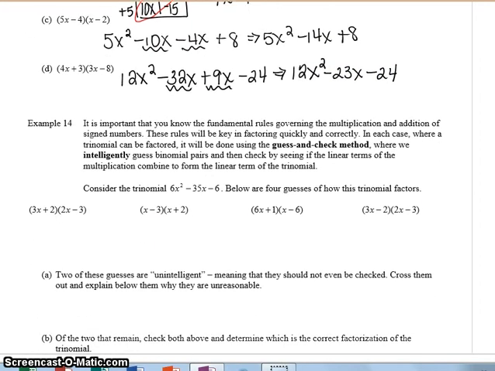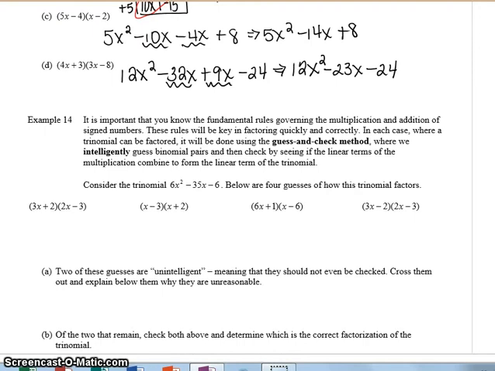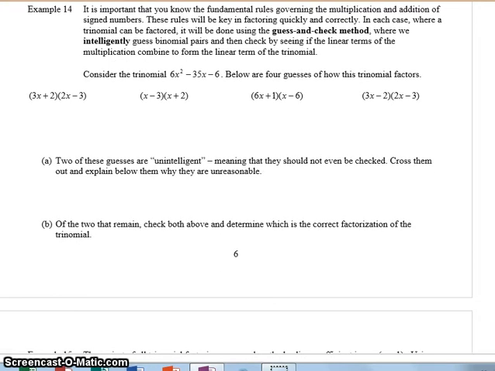Moving on to example 14. It is important that you know the fundamental rules governing the multiplication and addition of signed numbers. These rules will be key in factoring correctly and quickly. In each case where a trinomial can be factored, it will be done using the guess and check method, where we intelligently guess binomial pairs and then check by seeing if the linear terms of the multiplication combine to form the linear term of that trinomial.